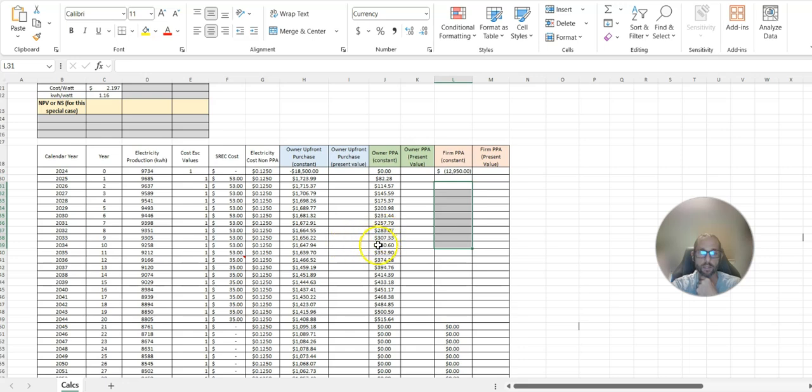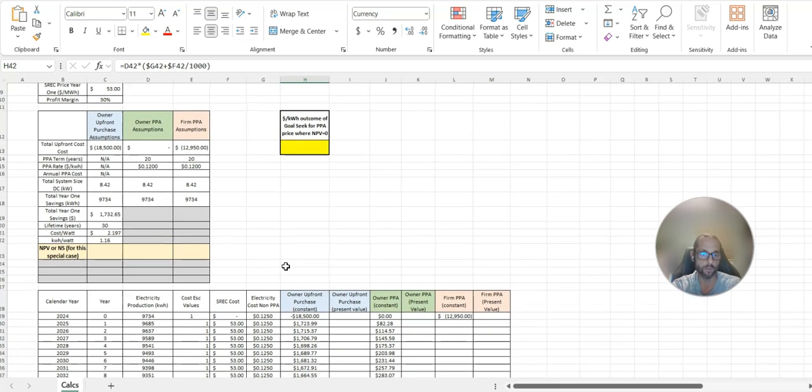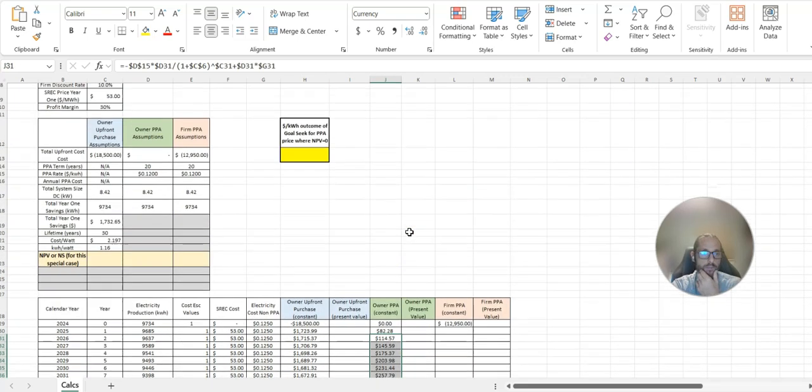Keeping in mind that the firm does get the SREX from their side, because remember, the homeowner does not own the SREX.